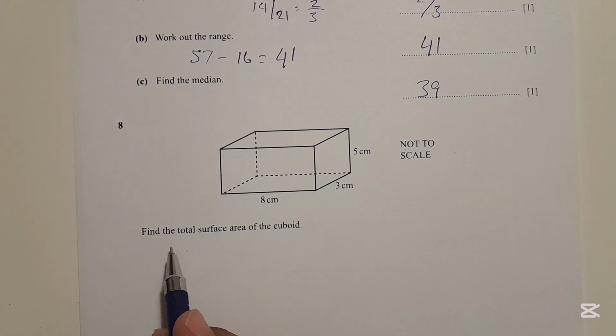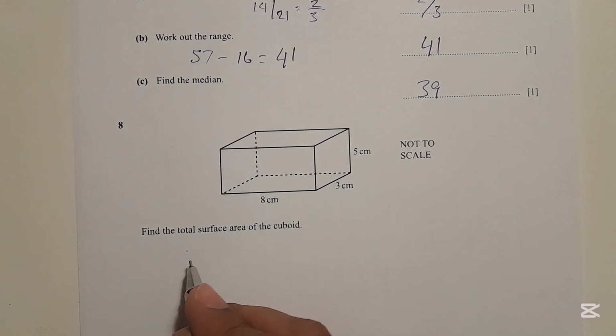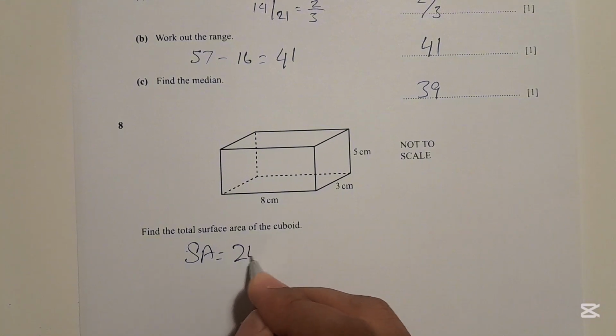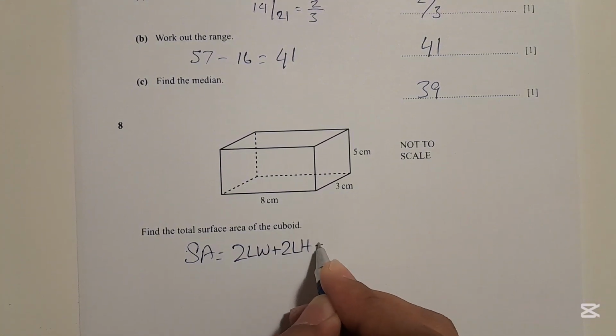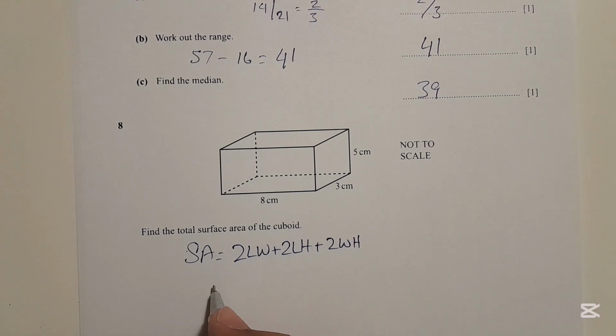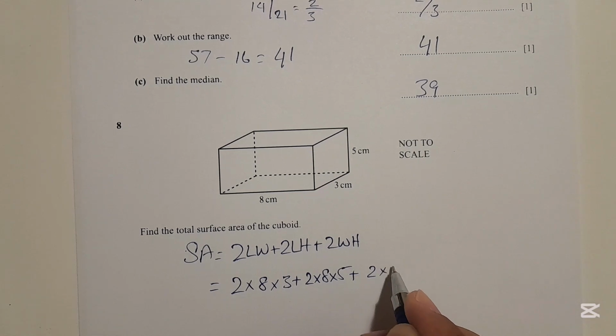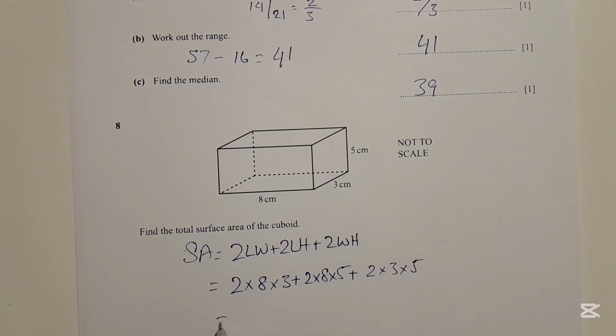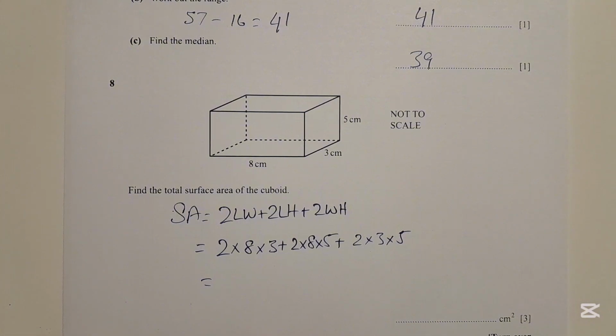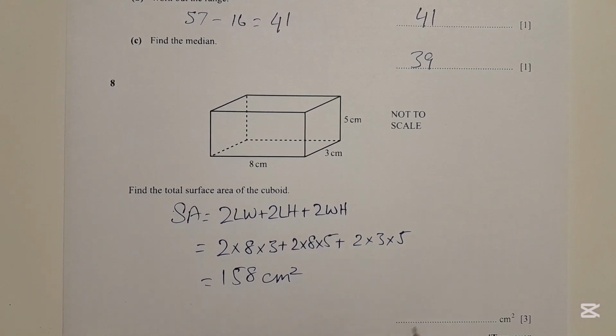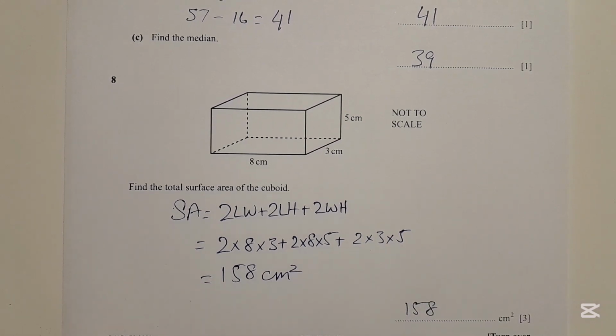Question 8 states find the total surface area of the cuboid. So surface area is equal to 2LW plus 2LH plus 2WH. So 2 times 8 times 3 plus 2 times 8 times 5 plus 2 times 3 times 5. So by using the calculator, the answer is 158 centimeters square because it's surface area. So 158 centimeters square. So this will be the final answer.